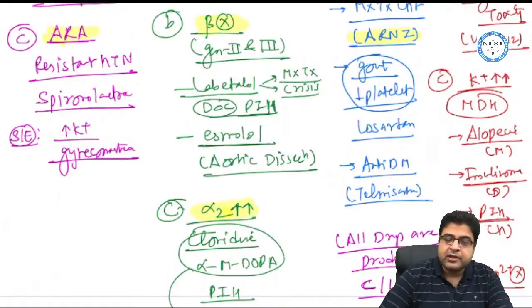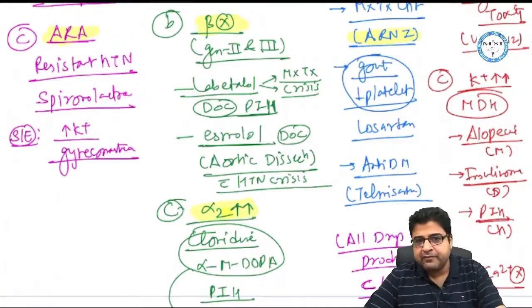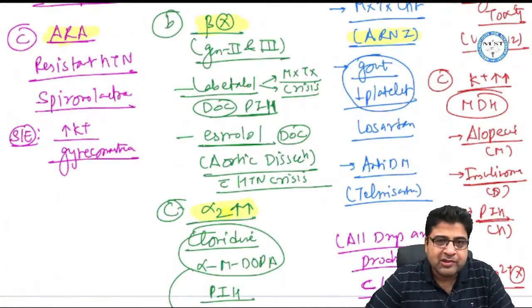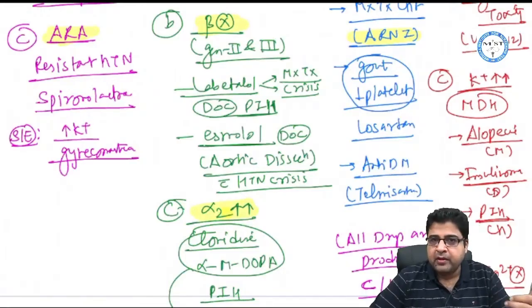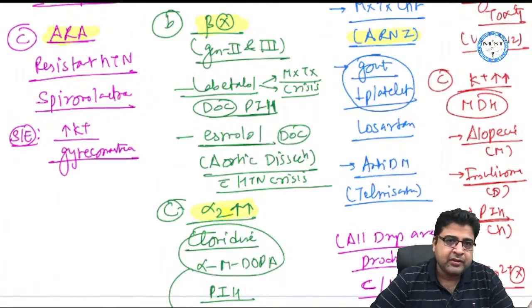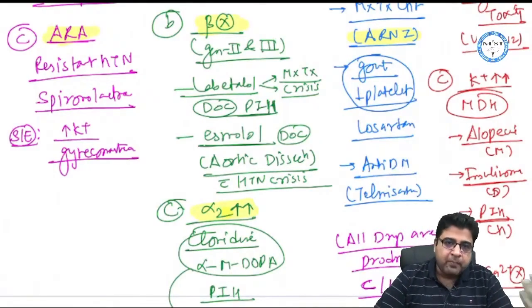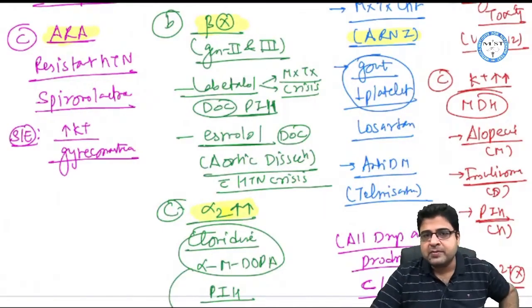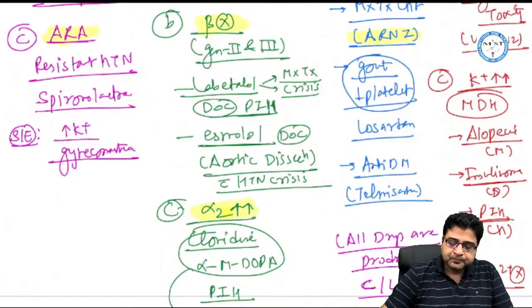We have esmolol. It's a drug of choice for hypertensive crisis associated with aortic dissection. In hypertensive crisis, the blood pressure is so high that this high pressure has dissected the wall of the aorta. We call it aortic dissection, a complication of hypertensive crisis. So esmolol is the drug of choice for that type of hypertensive crisis.